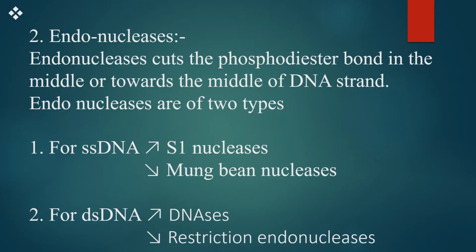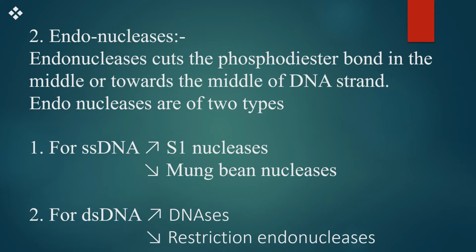Endonucleases. These are the other type of nucleases which cut the phosphodiester bond in the middle or towards the middle of the DNA strand. Endonucleases are of two types: for single strand DNA and for double strand DNA. For single strand DNA, these are of two types: S1 nucleases and Mung-Bean nucleases. For double strand DNA, these are of two types: DNases and restriction endonucleases.